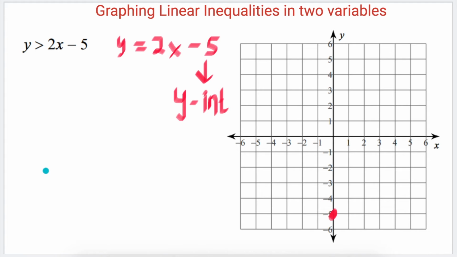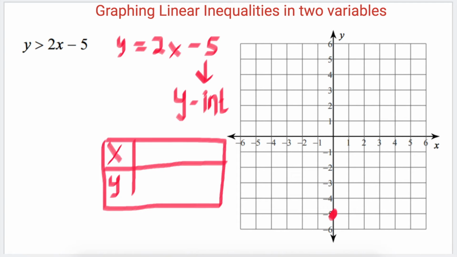So now we need a second point. And for the second point, we're going to use a table, x and y, and I need to use any x value here. I substitute it for x and then I can calculate y. So I'm going to choose the number 3 for this particular example, but you can choose any value for x. So 3 times 2 is 6. 6 minus 5 equals 1.